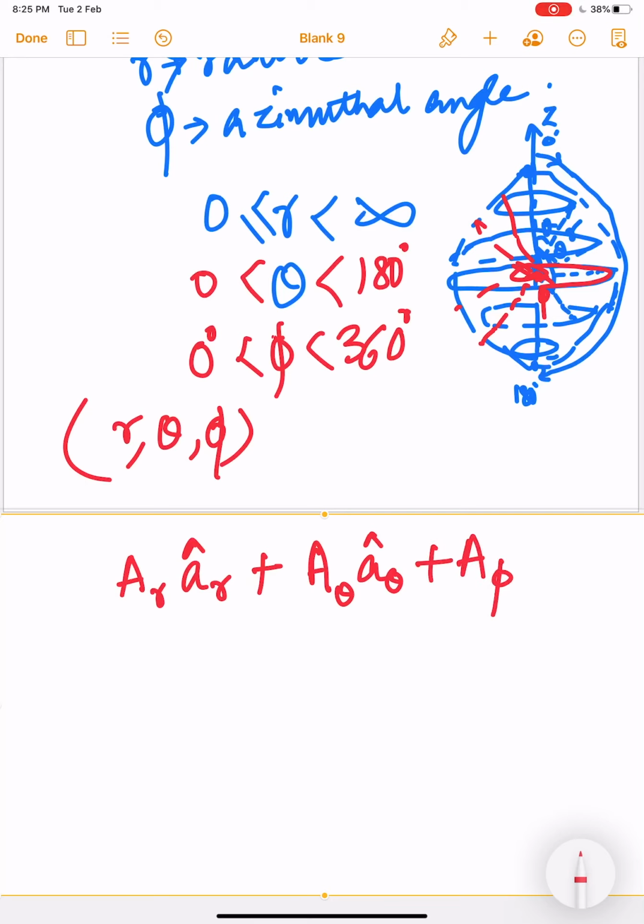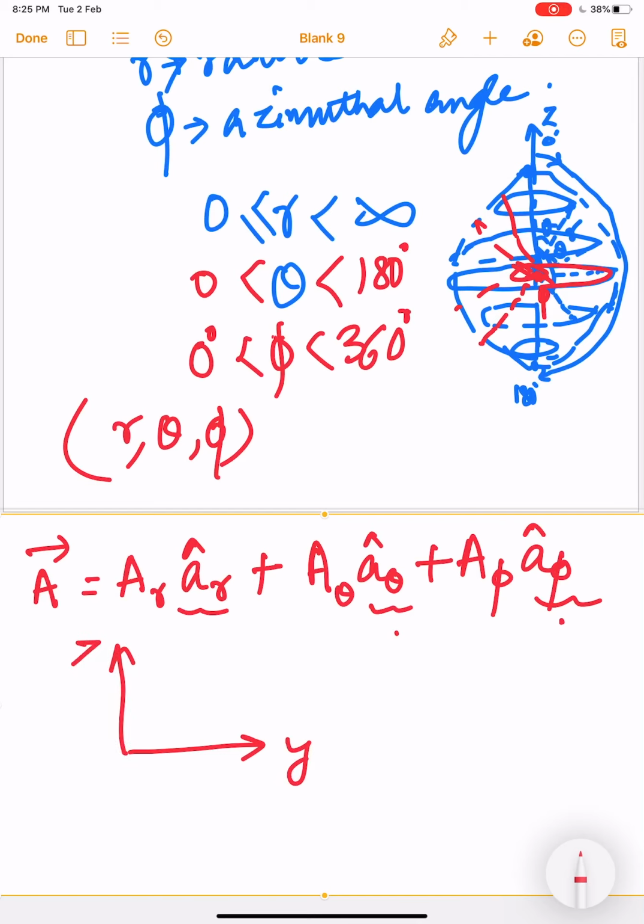Okay, and so basically these are all unit vectors in the r, theta and phi directions. So this is my vector. And then what about the direction? Like we know in Cartesian coordinates, this is our y-axis, this is our z-axis, this is our x-axis. These are the directions. So if I have to draw a unit vector in that direction, I say this is the unit vector.